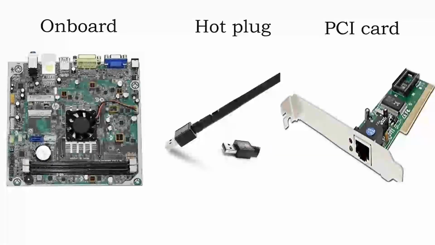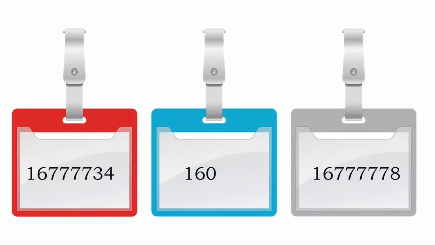The next letter represents the device's type, location, or topology. For example, the letter O represents an onboard device, the letter S represents a hot plug slot, and the letter P represents a PCI card. The remaining numbers represent an index, ID, or port.